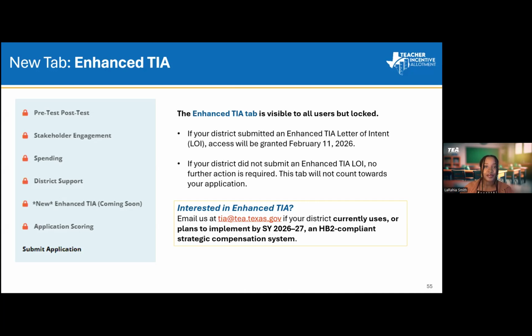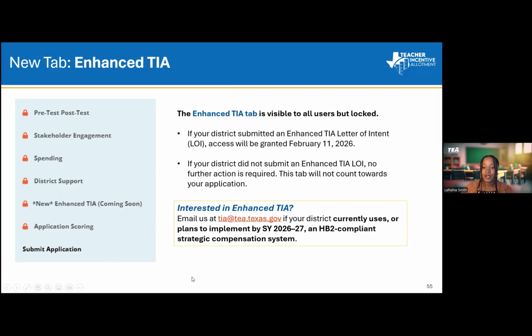If your district isn't pursuing Enhanced TIA designation at this time, you can ignore this tab. It won't affect your application. If your district submitted a letter of intent for enhanced TIA this fall, you'll gain access in early February. So please keep that in mind, and also keep in mind that the application deadline will be April 15th, 2026, just like the TIA application.